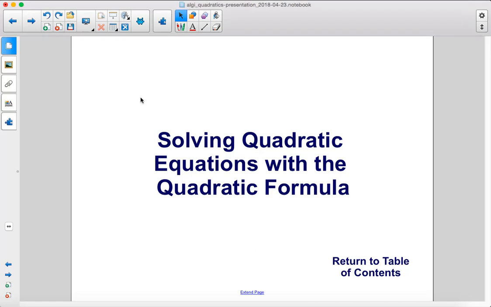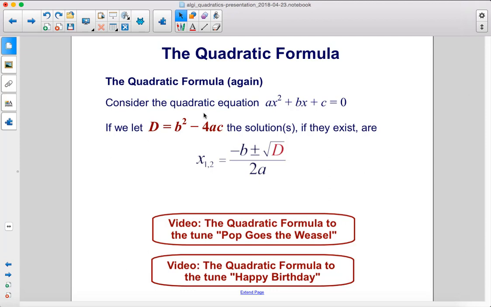Solving quadratic equations with the quadratic formula. Consider the quadratic equation ax squared plus bx plus c equals 0. If we let d equal b squared minus 4ac, the solutions, if they exist, are x equals negative b plus or minus the square root of d over 2a.